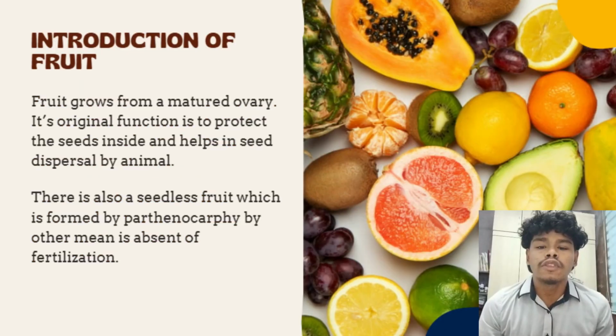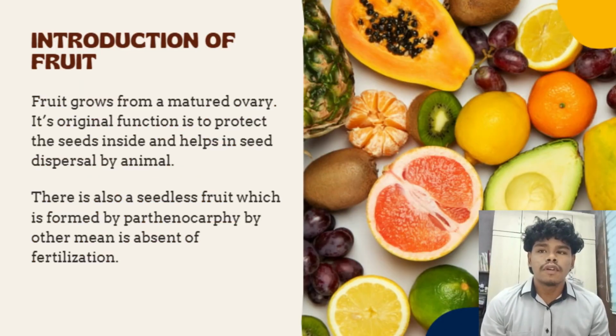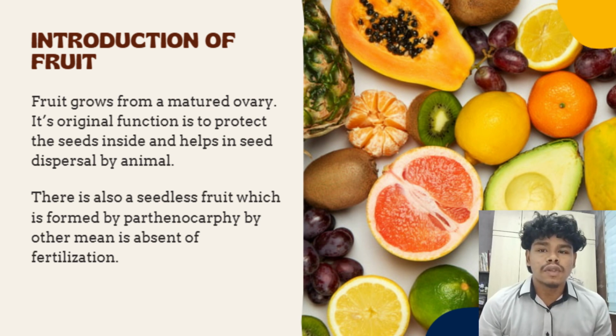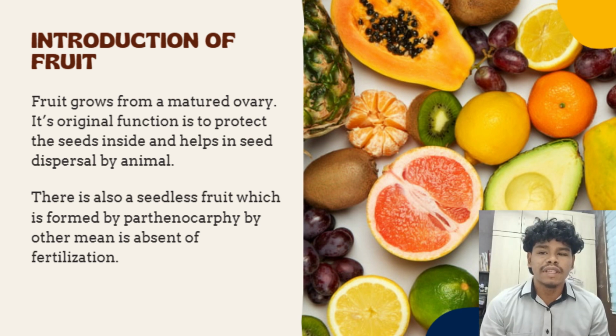First of all, I will introduce you to fruits. Fruit grows from a matured ovary. Its original function is to protect the seeds inside and help in seed dispersal by animals. There is also a seedless fruit, which is formed by parthenocarpy, or by other means, in the absence of fertilization.